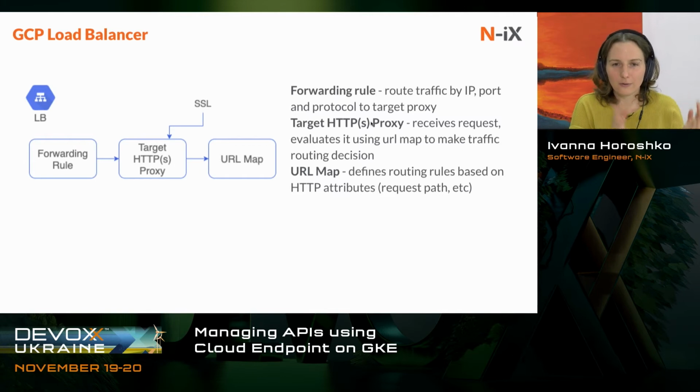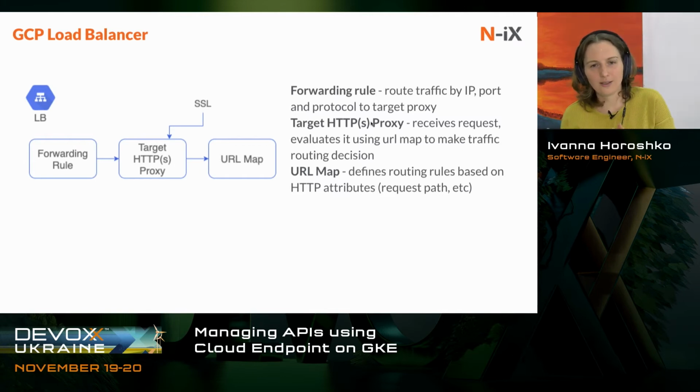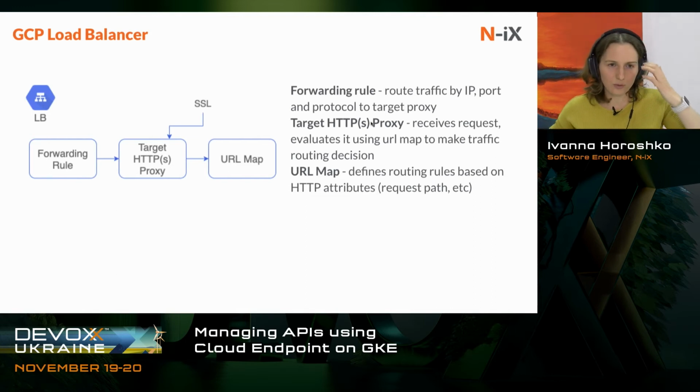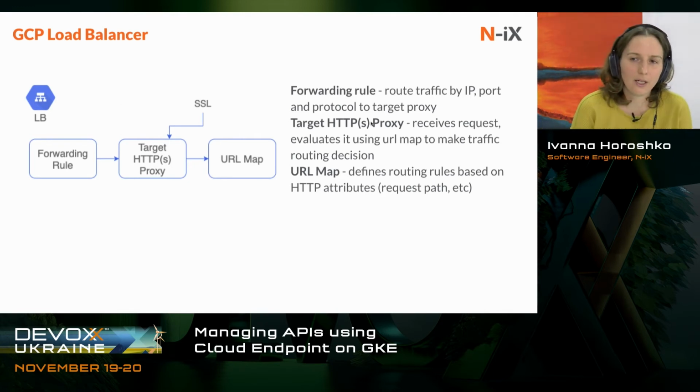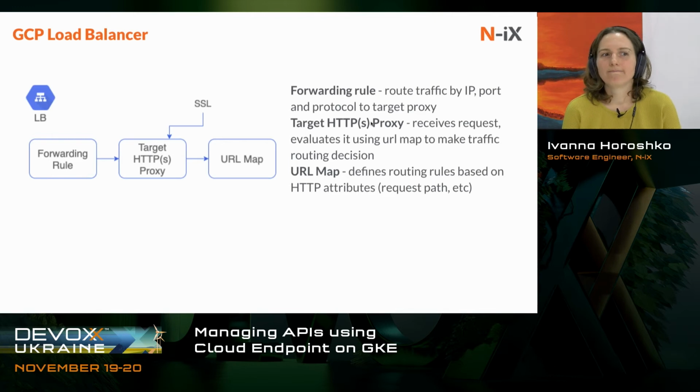This is the first part of it, then we'll see the second part of the whole flow of the load balancer. So the load balancer starts with a component called the forwarding rule. It routes traffic by IP, port, and protocol to the target proxy. It doesn't do much. It's basically just a link between a certain IP and port that you define and the target proxy.